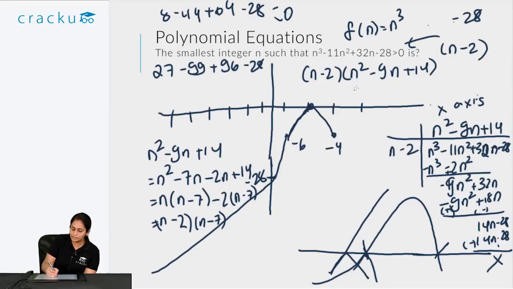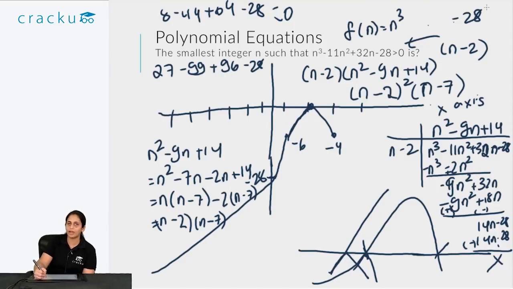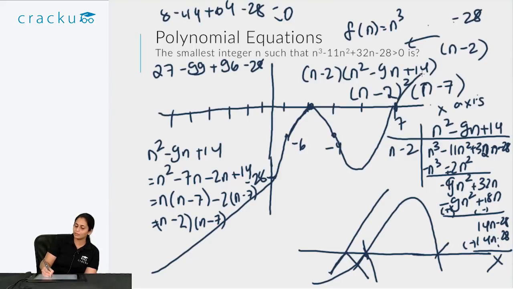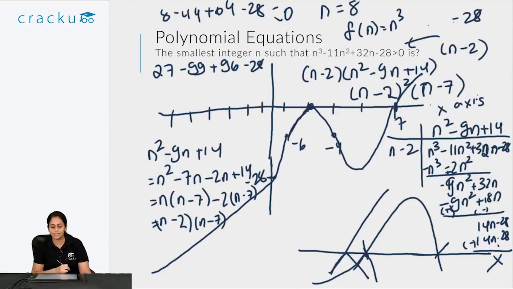So what is this equation? This equation is essentially n minus 2 the whole square times n minus 7. So as I said, this graph will cross the x-axis only after it goes through a particular point. It will keep on going down, and at some point it will go back up, and at n equal to 7 it will become 0, and at n equal to 8 it will go above 0. So what is the smallest integer such that this value will be greater than 0? The smallest integer is when n is equal to 8. So the answer is n is equal to 8.